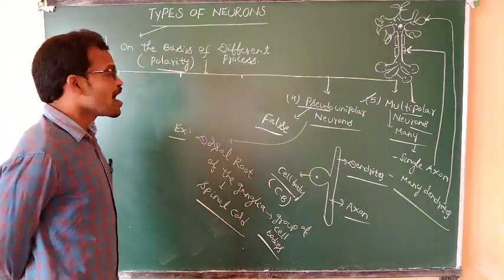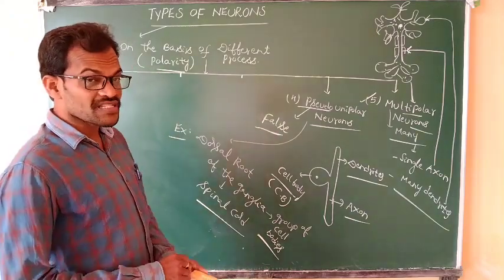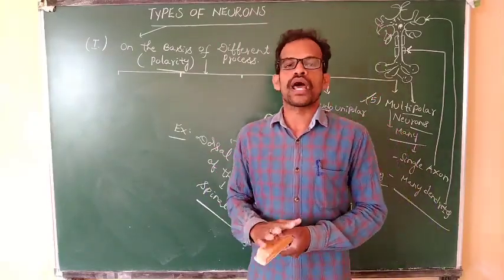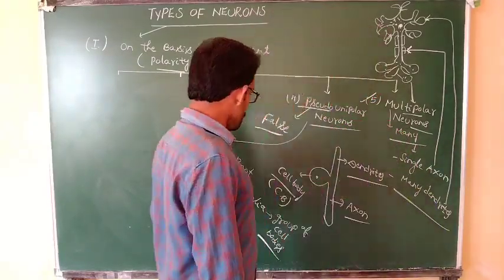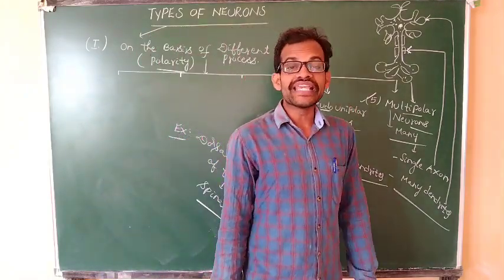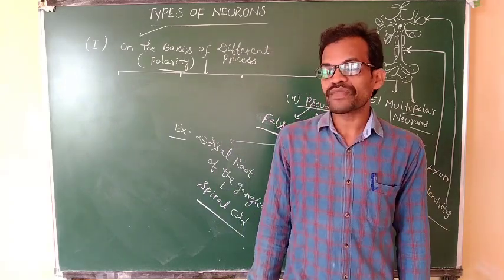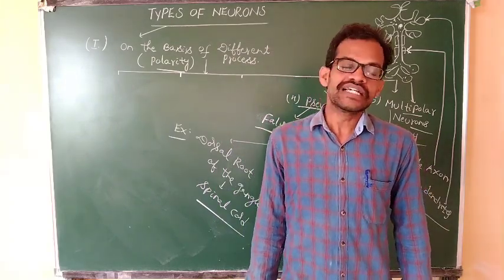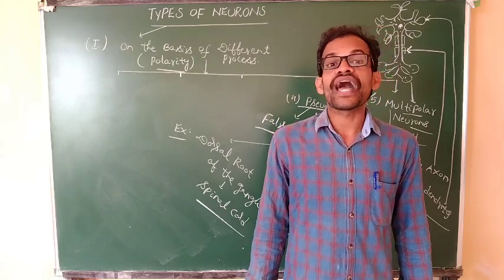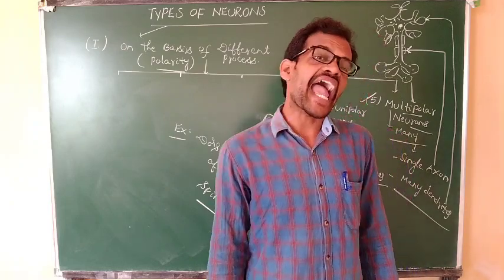This classification is based on the types of neurons, based on the polarity or the different processes. How many types of neurons? Five types. First apolar, second unipolar, third bipolar, fourth pseudo-unipolar, fifth multipolar. Apolar means polarity is absent, only the cell body is present. Axon and dendrite are absent. This type of neuron is present in the phylum Coelenterata. Examples: hydra, jellyfish, sea anemones.